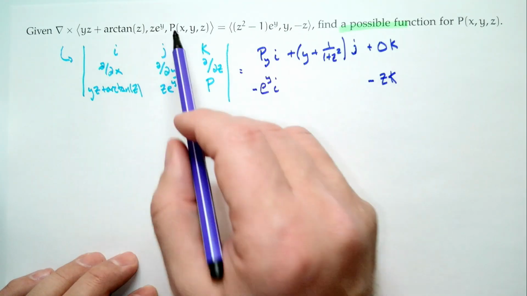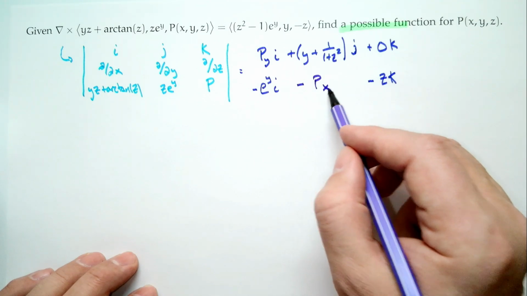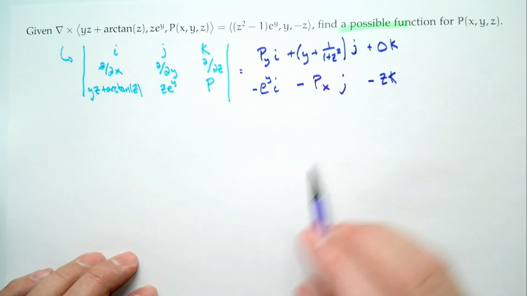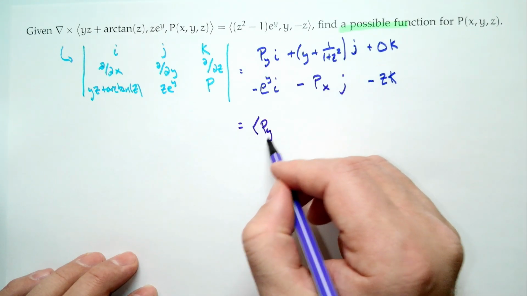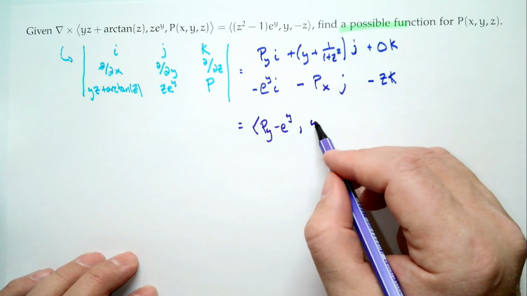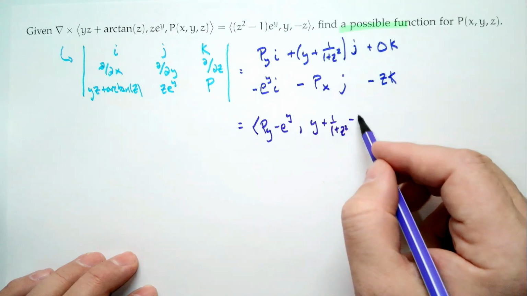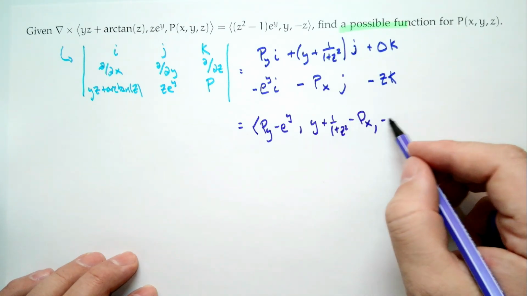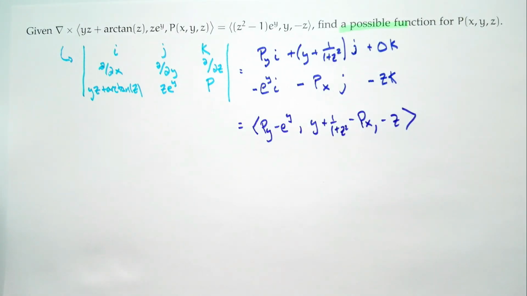And because we're in our subtracting phrase, we subtract p sub x and j. So if we group this all together, we'll get p sub y minus e sub y, comma, y plus 1 over 1 plus z squared minus p sub x, comma, negative z. So that's just going through and taking the curl.